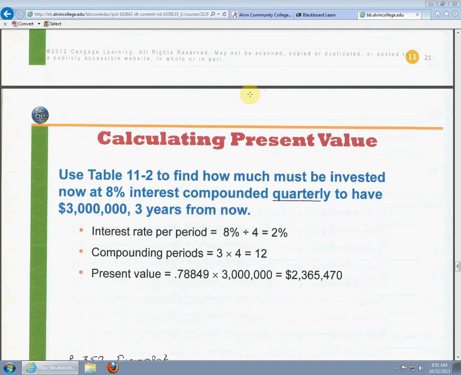With that information, find what your factor is from this present value table on page 358. You're looking at 2%, looking at 12. You take that figure, which should be 0.78849. Everybody find it okay? And multiply it times the 3 million. So we would have to invest today $2,365,470 to get 3 million in 3 years at 8%.